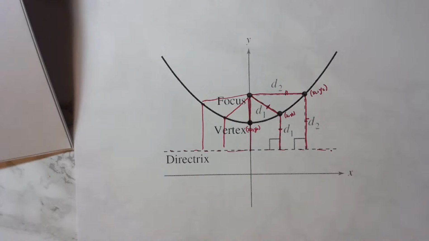All right. Now, the parabola has something called an axis of symmetry. And the axis of symmetry is just a line that passes through the focus and the vertex.